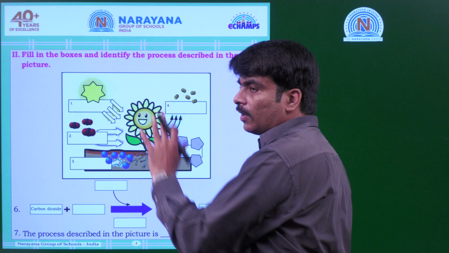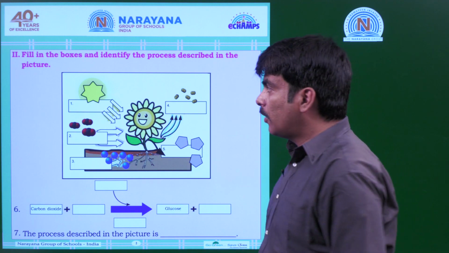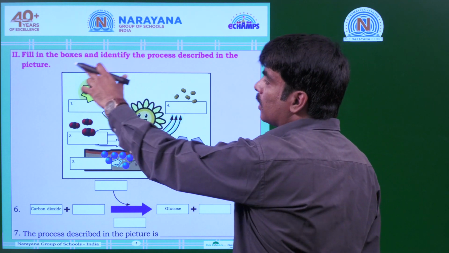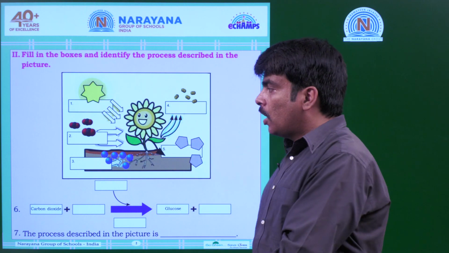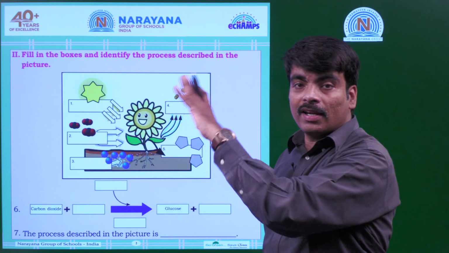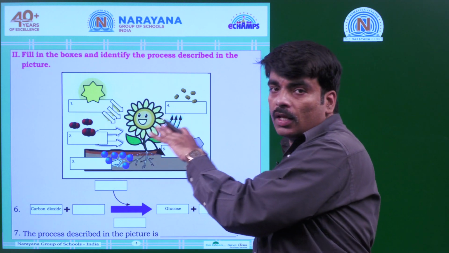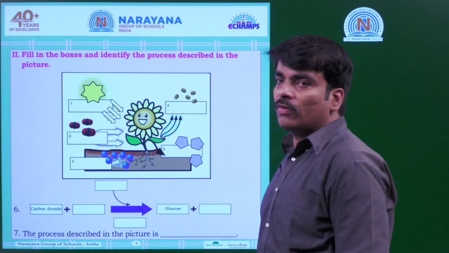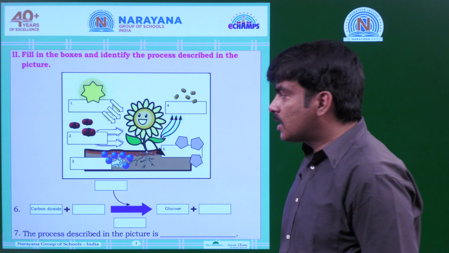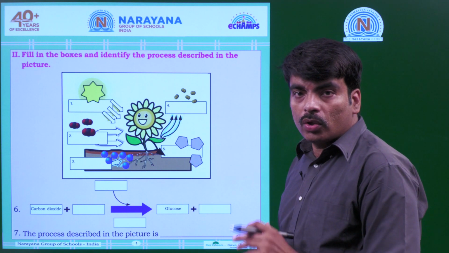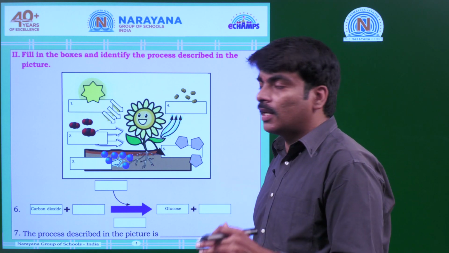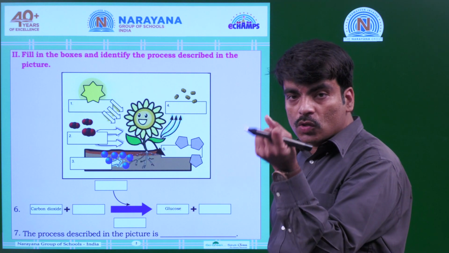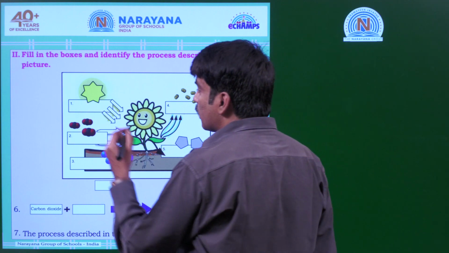Next Roman, a fun-filled activity given here is to fill in the boxes and identify the process described in the picture. A picture is given, we are going to fill the boxes and identify what is actually happening in the picture. For that, firstly we will fill the boxes given within the picture. We start with the first one. Do you see what is there in the first one? We see a sun, and also a sunflower plant, which is absorbing the sunlight.